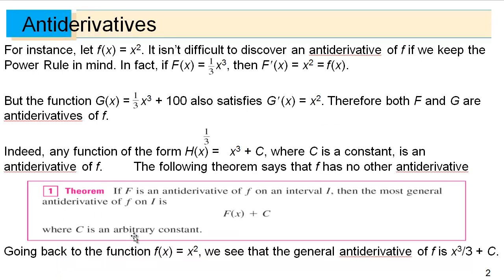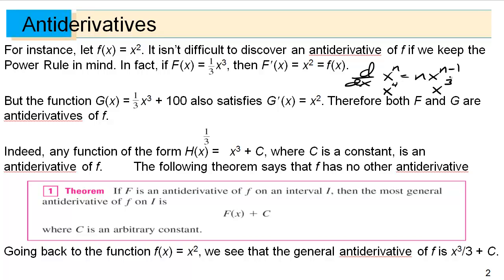So for instance, let's say little f, our normal function notation, is x squared. It's not too difficult to figure out what the antiderivative of little f would be if we just think about the power rule. If you remember, the derivative of x to the n is n x to the n minus 1. So if on the right hand side we have x cubed, what did the original function have to be to get us there? Well, if n minus 1 equals 3, doesn't that mean n equals 4? So we had to start at x to the 4th.